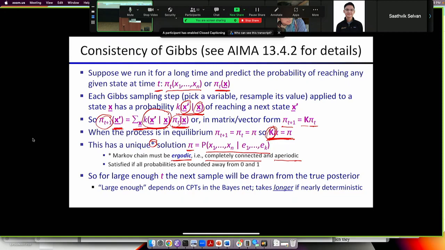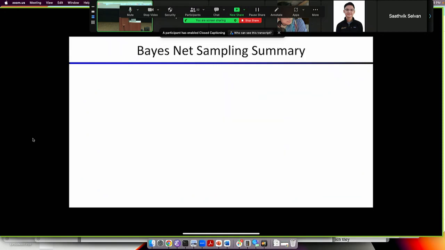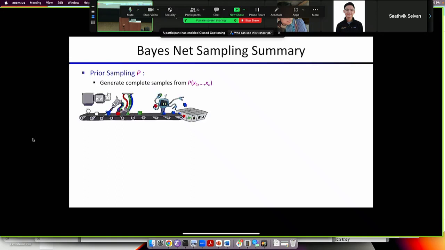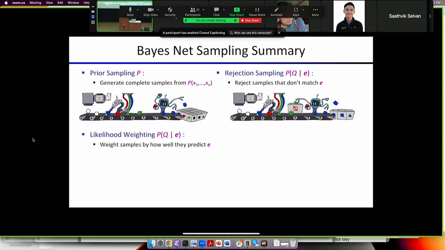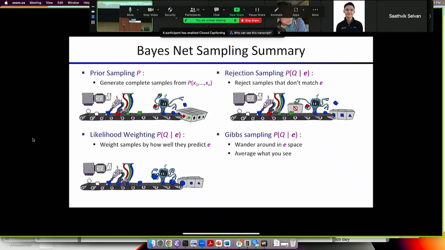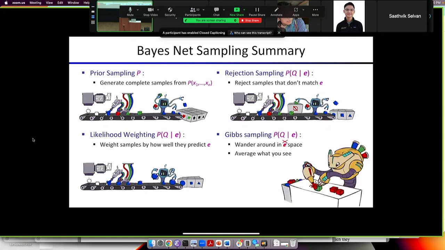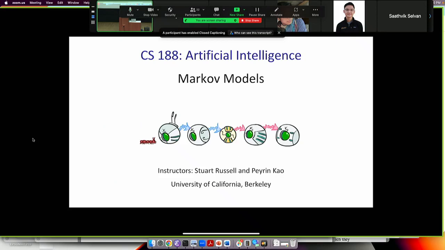Okay, good. All right, so I'll just summarize. We have the algorithms that we looked at: prior sampling from a Bayes network, rejection sampling, throw away the samples that don't match the evidence, likelihood weighting, weight the samples by how well they predict the evidence, and Gibbs sampling, wander around in, that shouldn't say E space, that should say X space, and average what you see. Okay, good. Any questions then on those algorithms before we move on to start working on Markov models?